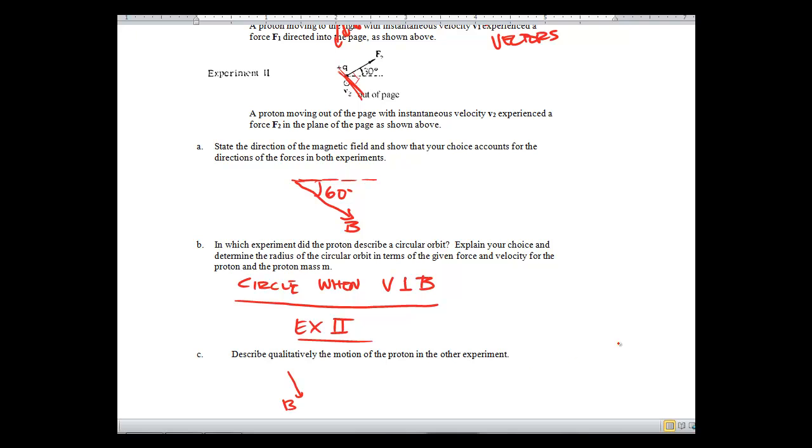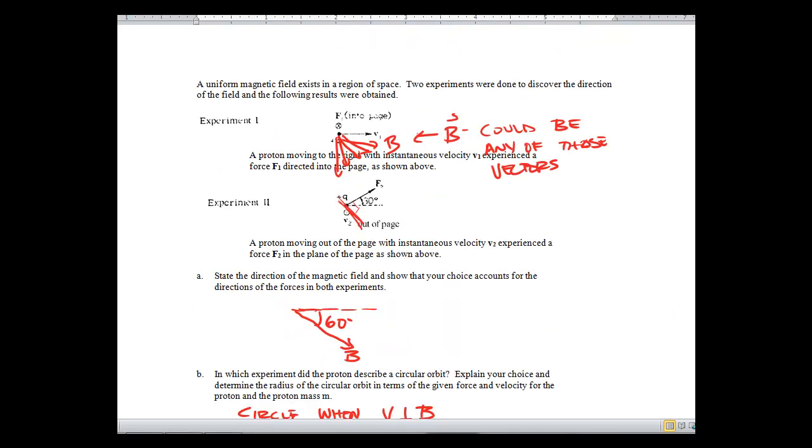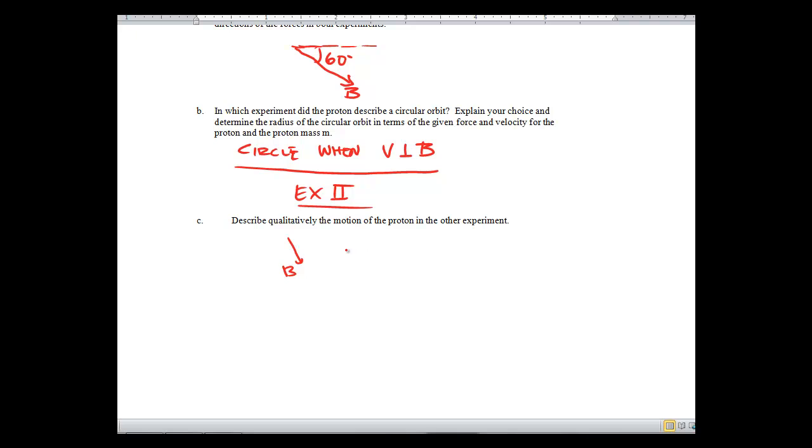In the other experiment, my magnetic field is this way, and if we go look up there, the velocity is in this direction. So what we're going to get is a helix that's parallel to the magnetic field. So, it's a circle when V is perpendicular to B, and when they're not, we get a helix that goes around that magnetic field, just like we talked about above.